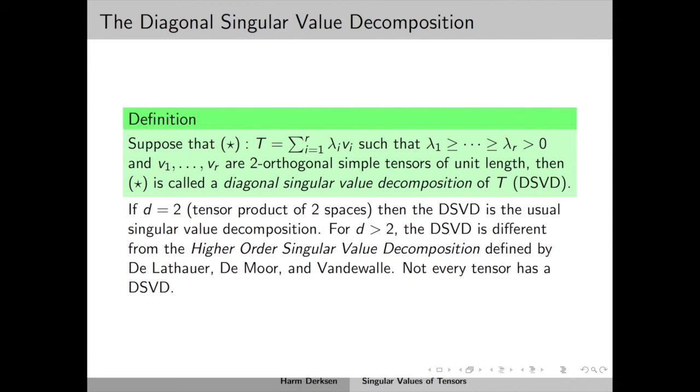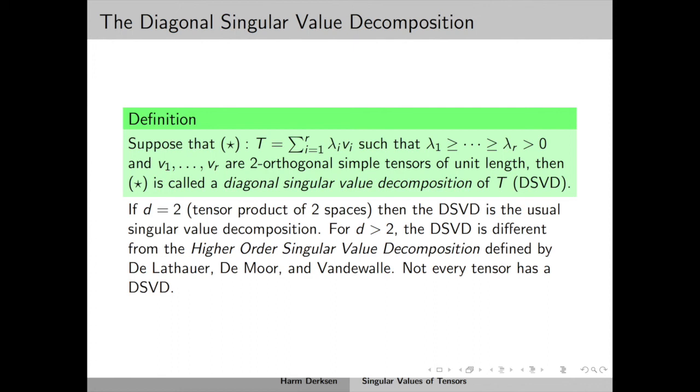Now I should warn that this diagonal singular value decomposition doesn't always exist for all tensors, so that's bad. But when it does exist, it has all kinds of nice properties. In particular, if we are in the matrix case, then this corresponds to the usual singular value decomposition of a matrix. And the lambda i's are just the singular values.